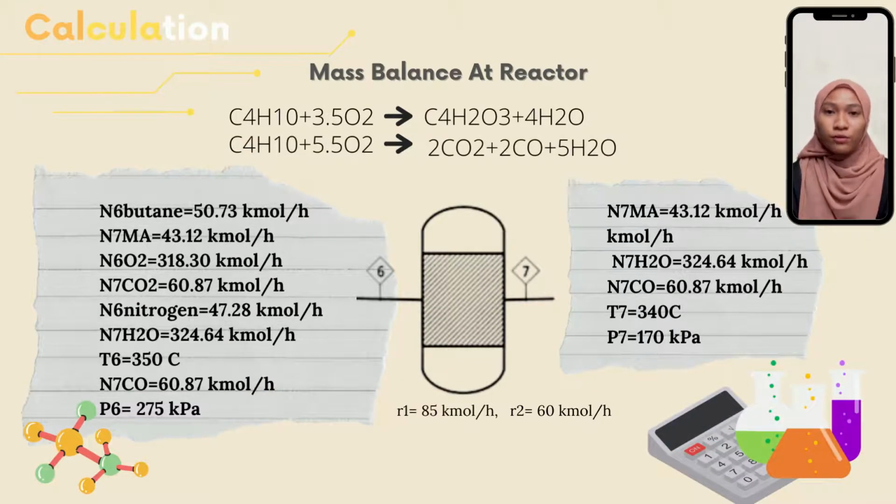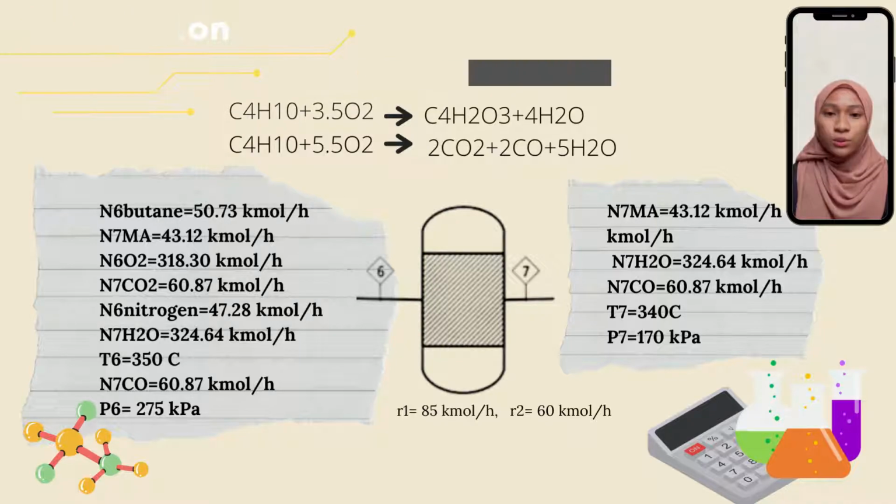Next we move to the calculation. The first calculation is the mass balance at the reactor. In this case, our production of Maleic Anhydride has 2 equations. The first one is when butane reacts with 3.5 oxygen and it will produce Maleic Anhydride and 4H2O. And the second equation is when butane reacts with 5.5 oxygen and it will produce 2 carbon dioxide, 2 carbon monoxide, and 5H2O.